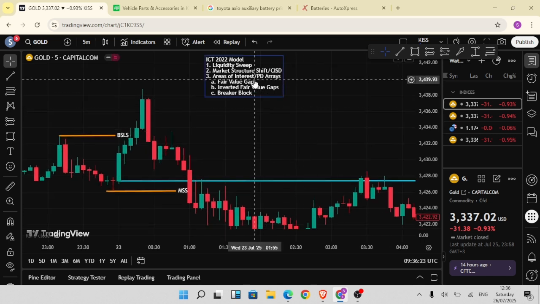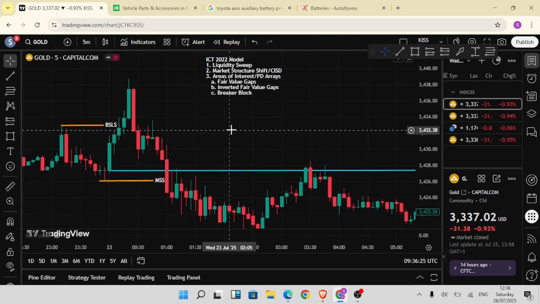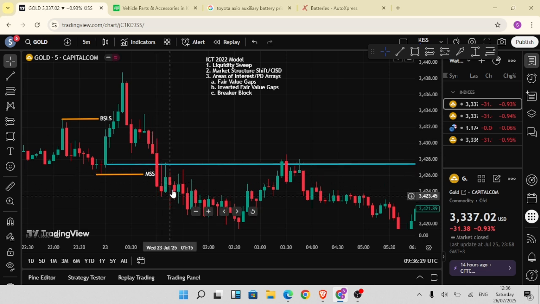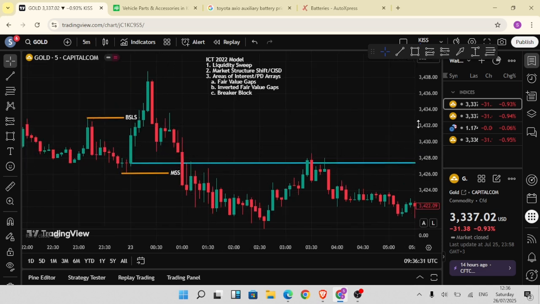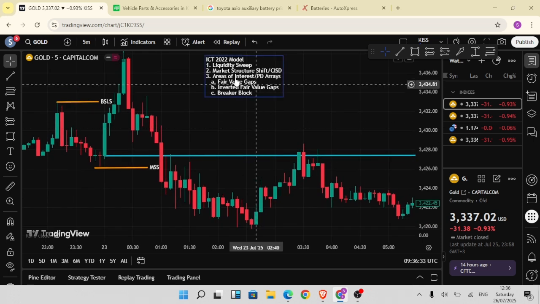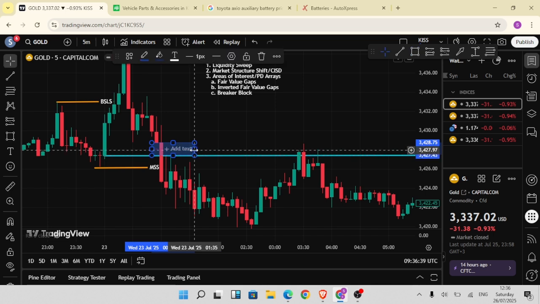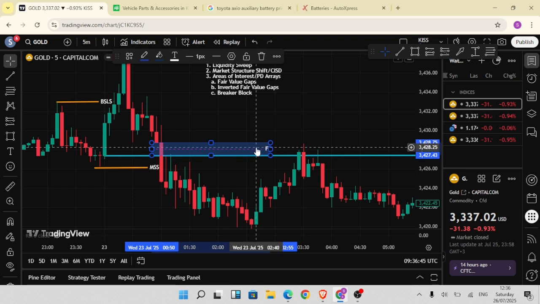So where is our fair value gap in this area? First of all, market structure shift has happened. Price is now trading lower. So where is our fair value gap? Fair value gap is right here. If you don't know what a fair value gap is, you can watch the ICT 2022 model video, or I'll do another video to explain what that is. So this is a fair value gap.